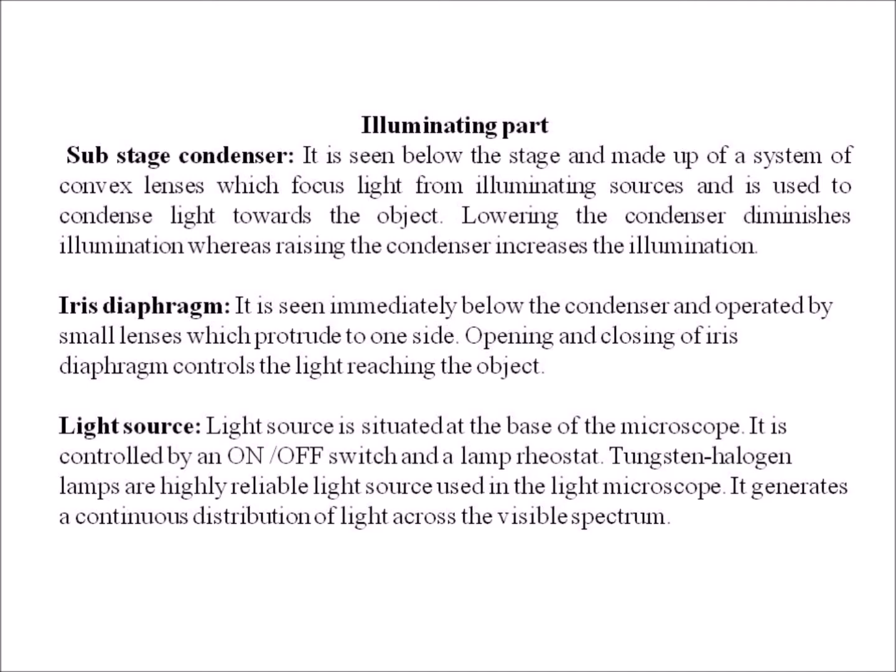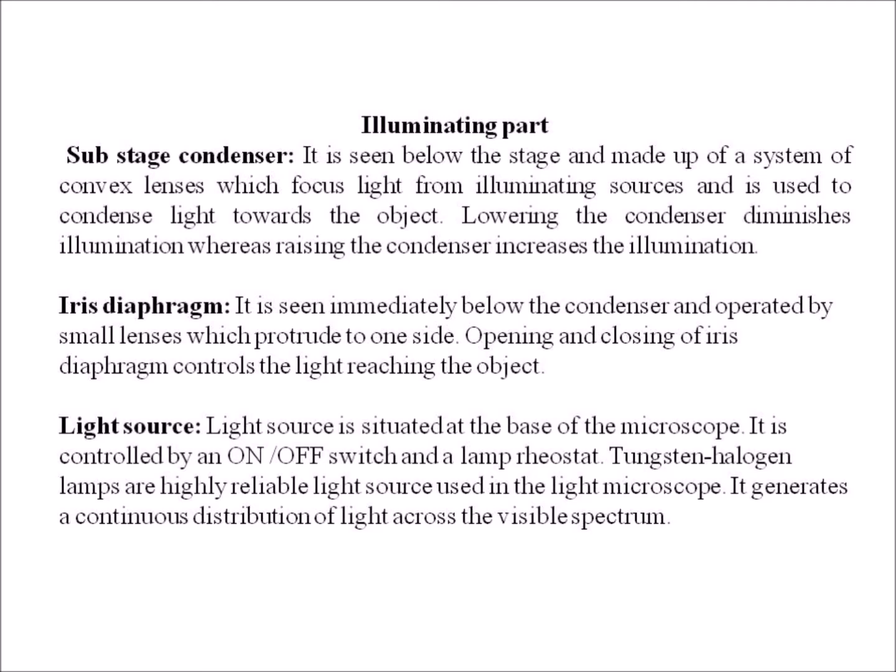The next part is the illuminating part. The substage condenser, seen below the stage, is made up of a system of convex lenses which focus light from the illuminating source and is used to condense light towards the object. Lowering the condenser diminishes illumination, whereas raising the condenser increases the illumination. The iris diaphragm is seen immediately below the condenser and is operated by small levers which protrude to one side. Opening and closing of the iris diaphragm controls the light reaching the object.